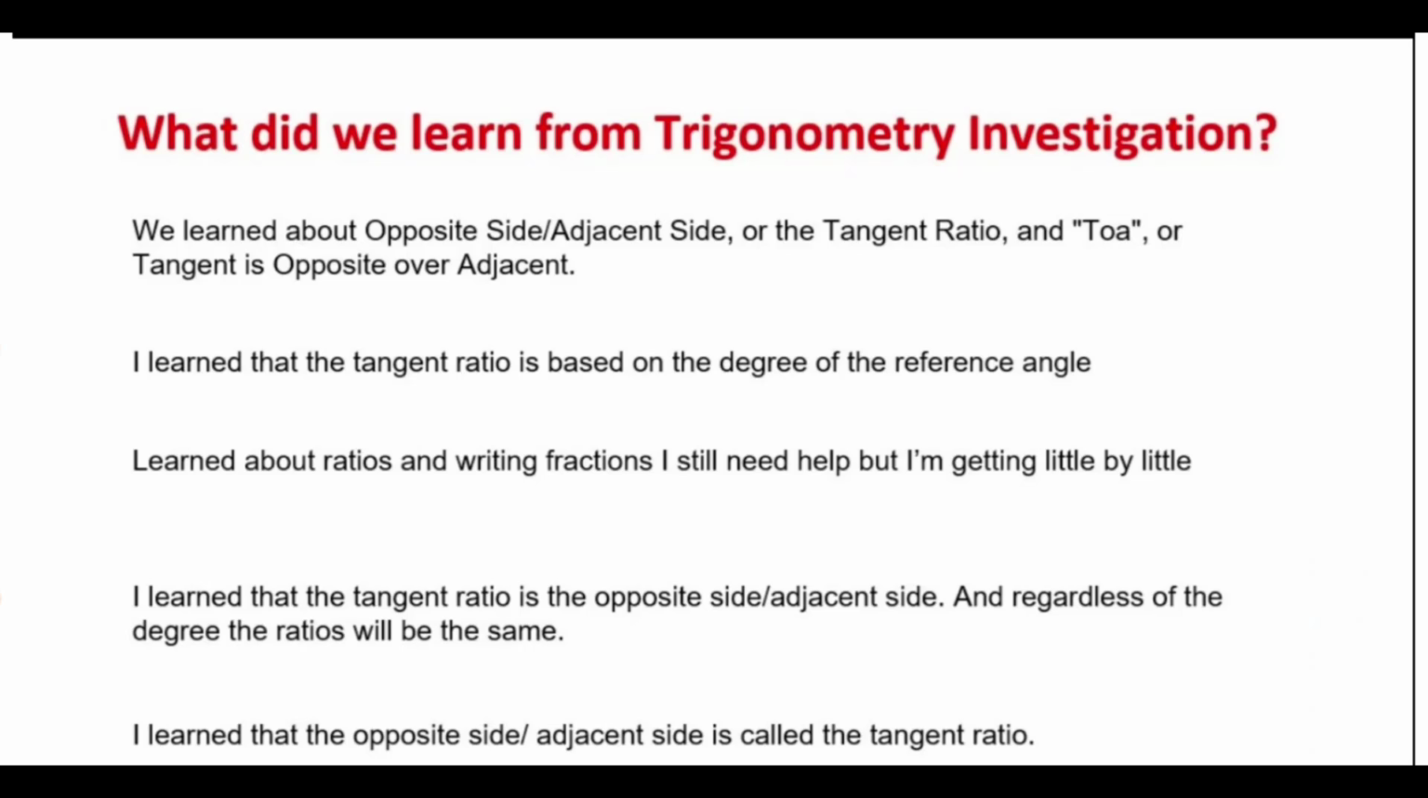I learned that the tangent ratio is the opposite side divided by the adjacent side, and regardless of the degree, the ratios will be the same. I think what this student is trying to say is when we were changing the triangles around, and we made the triangle bigger or smaller, as long as the angle stayed the same, then the ratios didn't change. We'll take a look at that again today. I learned that the opposite side and adjacent side is called the tangent ratio. Great job. It looks like the majority of us understood what we're trying to learn, and you'll get better and figure it out as we go too. Some great responses. Thank you.